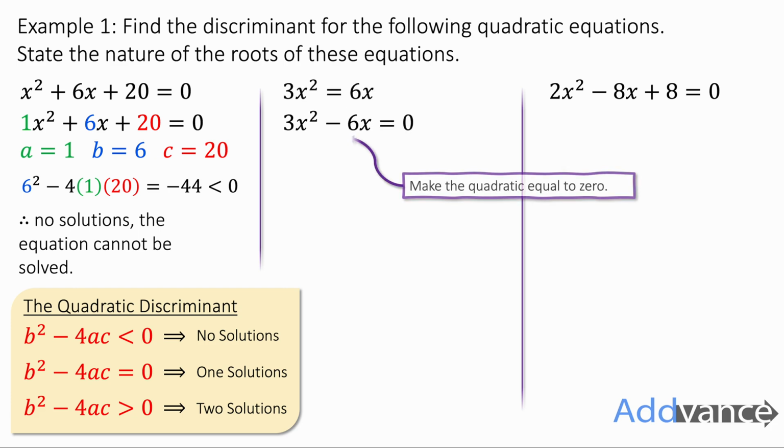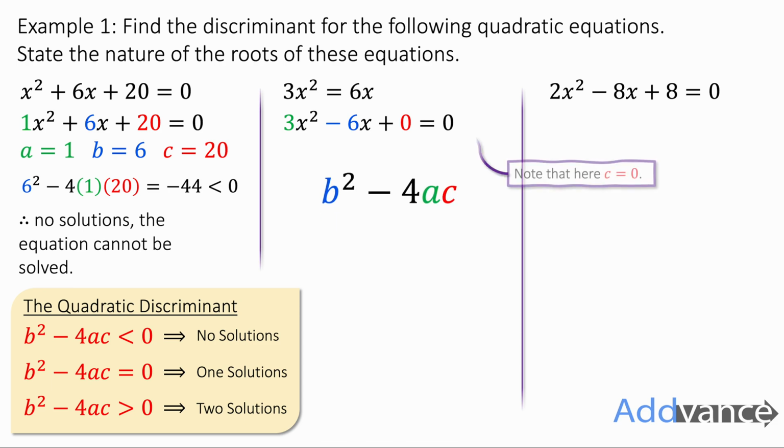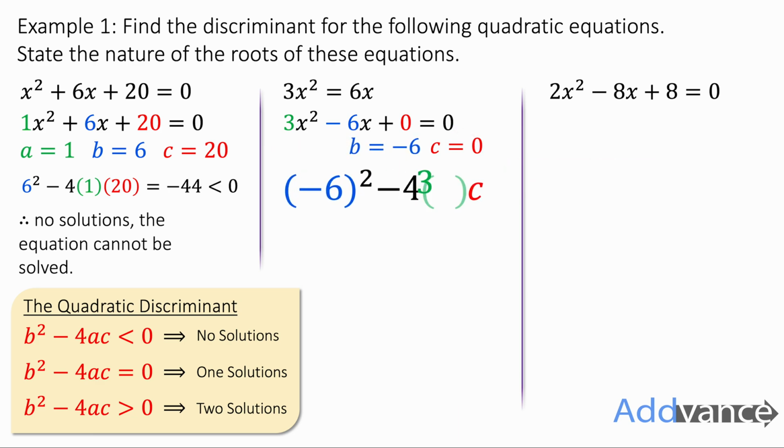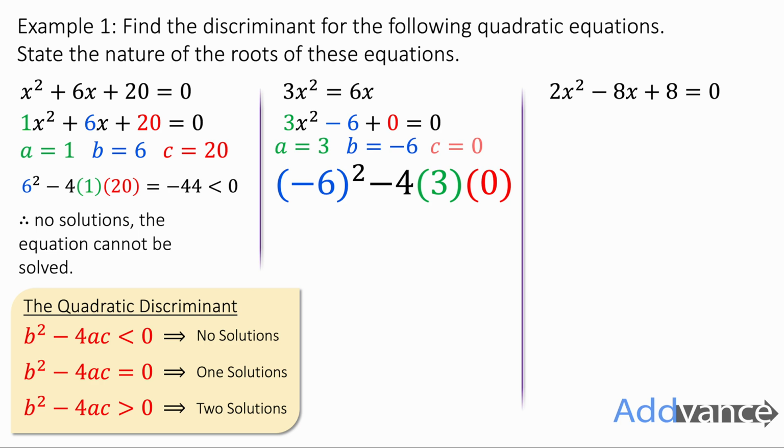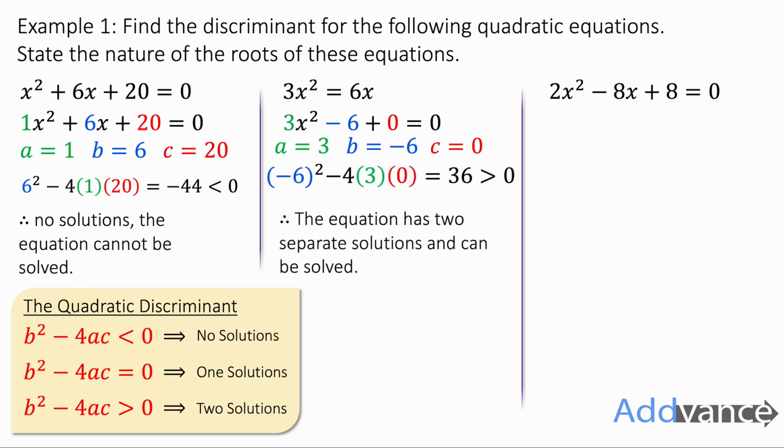For the next one, let's move the 6x to the other side to make it equal to 0, as we do for quadratic equations, and we get 3x squared minus 6x plus 0, where a is 3, b is minus 6, and c is 0. Just notice that the number on the end is 0 there, and we substitute the numbers in like this. We evaluate and we get the discriminant is equal to 36, which is more than 0, hence the equation has two separate solutions and can be solved.